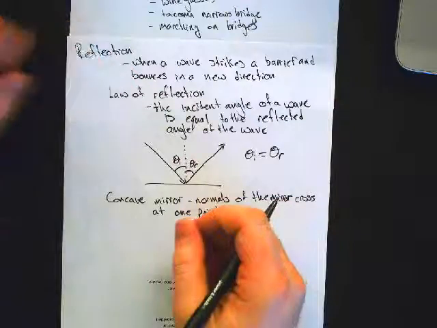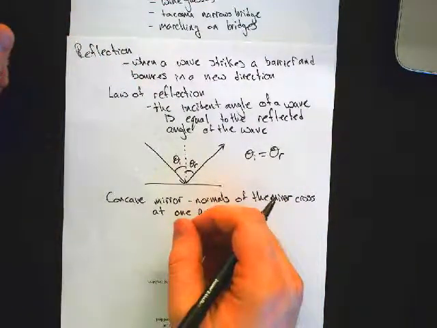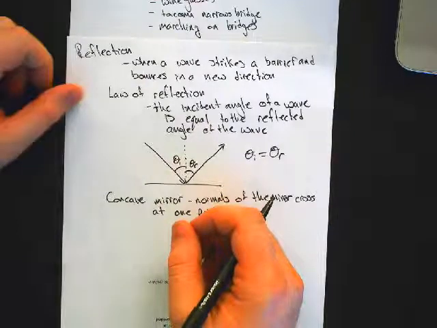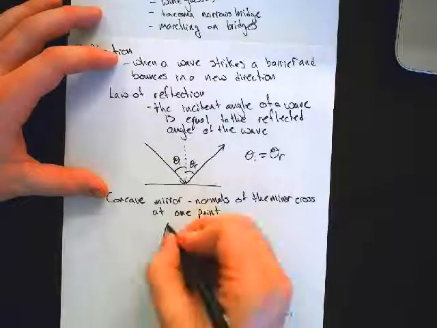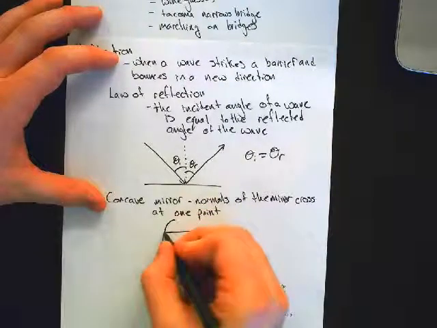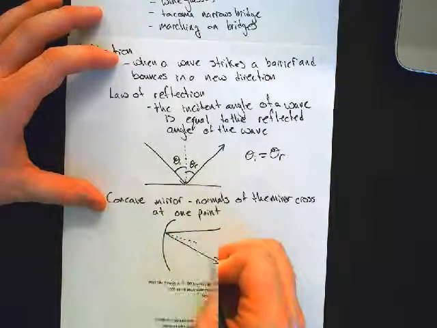Normals are lines that are perpendicular to the surface in question. So like when we talked about normal force, it was perpendicular to the surface that the object was sitting on. Okay, so this is our mirror. We've got some inbound wave. It bounces off following the law of reflection, showing that this is the normal.